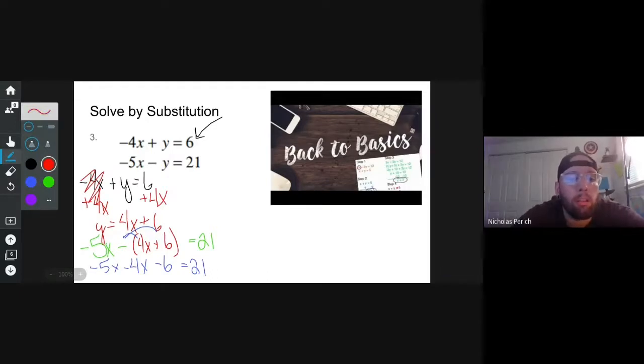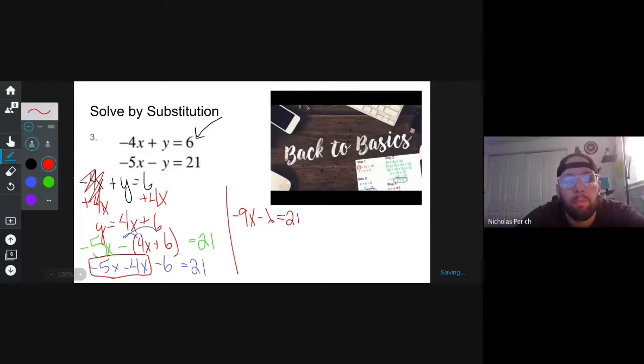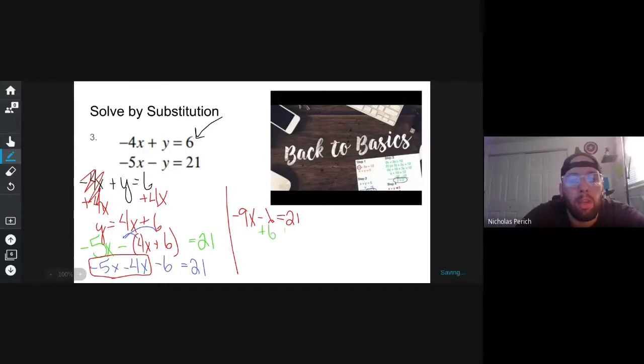Oh, look, like terms I can combine. Negative 5x minus 4x is going to be negative 9x, minus 6 equals 21. Add 6 to both sides. So I have negative 9x equals 27.